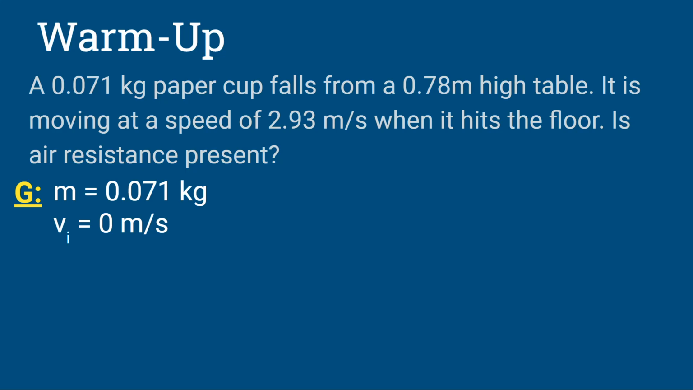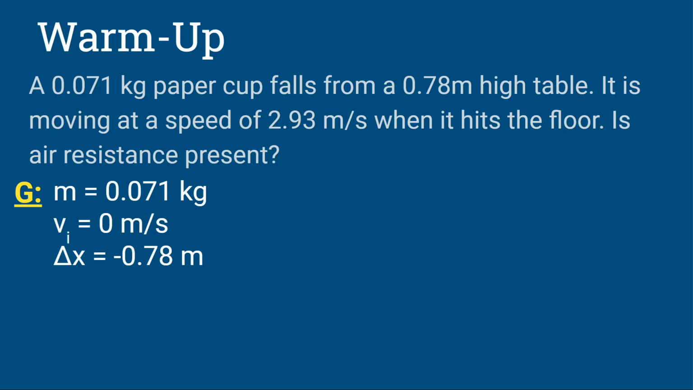We know that it's going to fall from the top of this table to the floor, which means its displacement will be negative 0.78 meters because it's going to fall down. It is moving at a speed of 2.93 meters per second when it hits the floor. We didn't have that number yesterday. In fact, we had to solve for how fast it would be going yesterday when there's no air resistance.